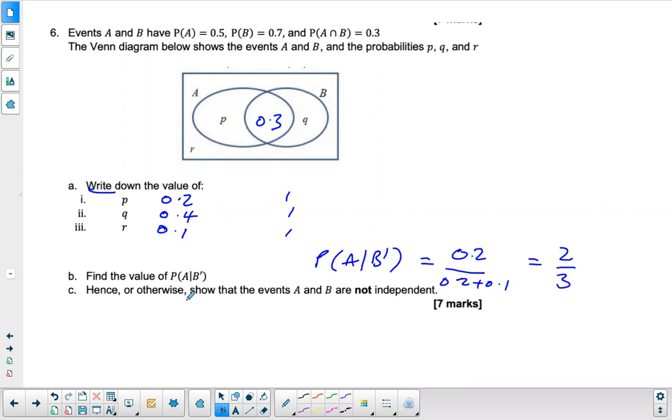And otherwise, hence or otherwise, generally hence is a good way to go, show that the events of A and B are not independent. Now we need to show that P of A given B prime is not equal to P of A. And P of A given B prime is 2/3, and P of A is 0.5, so 2/3 is not equal to 1/2, therefore not independent.